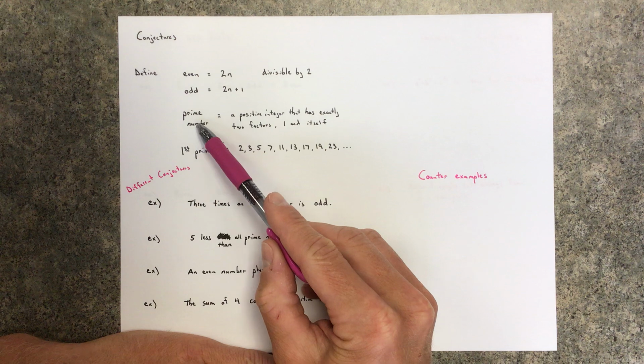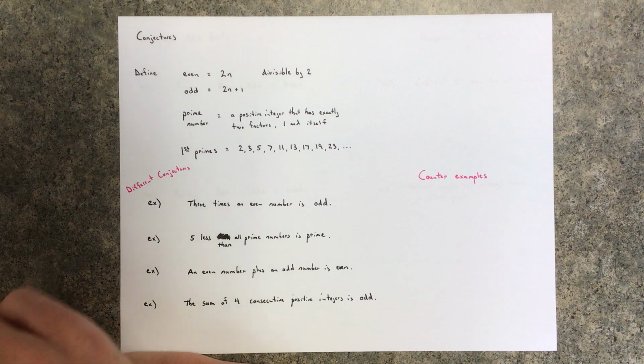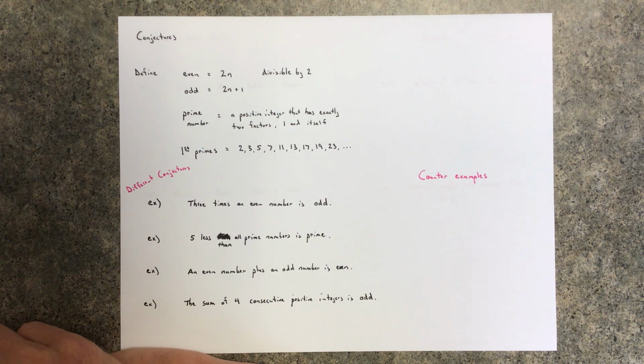And then we'll use the word prime, a prime number. Remember, a prime number is a positive integer that has exactly 2 factors, 1 and itself, meaning it has no other factors. So like 12 is 1 times 12, but it's also 2 times 6 and 3 times 4. So 12 is not a prime number.